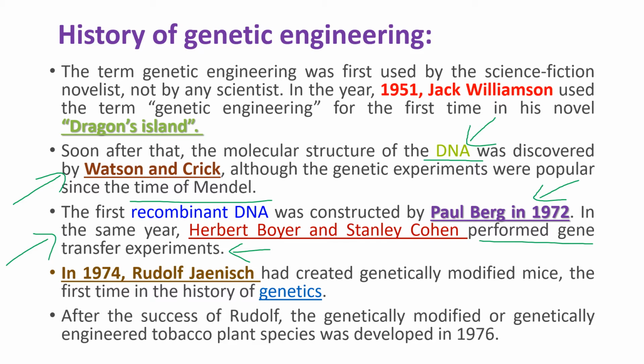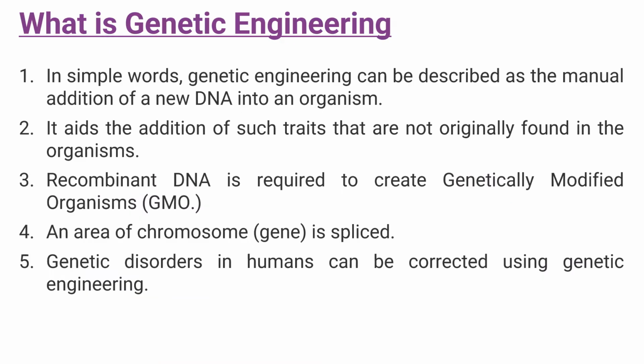Then in 1974, Rudolf Jaenisch created genetically modified mice, the first time in the history of genetics. And after the success of Rudolf, genetically engineered tobacco plant species were developed in 1976. And then various crops, various microorganisms or various plants have been genetically transformed using various tools of genetic engineering. How one can carry out the gene transfer, that we are going to learn in the next slides.